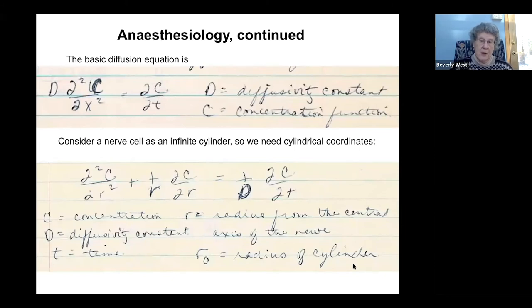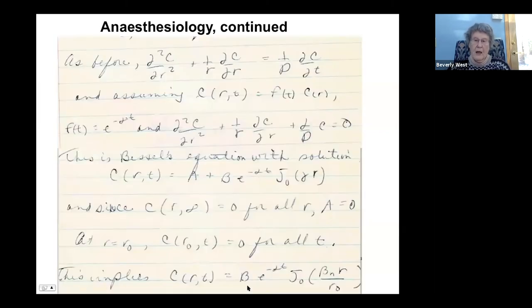So here are some excerpts from his work. We won't delve into the details, but the basic diffusion equation is given, with D being the diffusivity constant and C the concentration function. And then, considering the nerve cell as an infinite cylinder, he transformed it into cylindrical coordinates, which turns out to be a Bessel's equation. And guess what? Bessel equations have solutions that are Bessel functions, which doesn't mean anything to a student, especially in 1970, who has no computer graphics at hand.